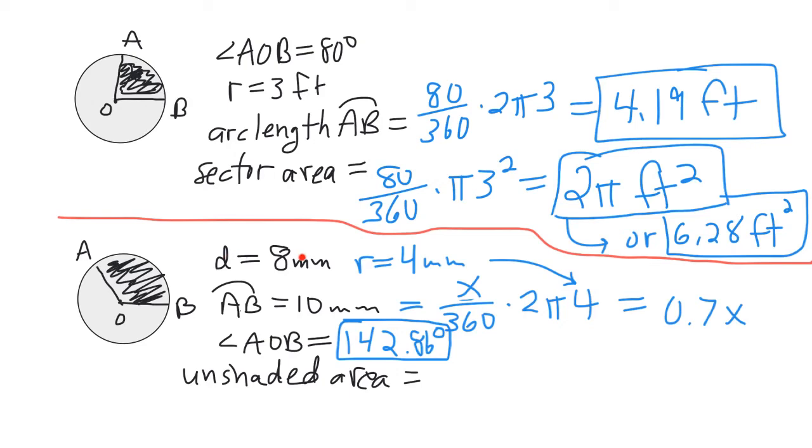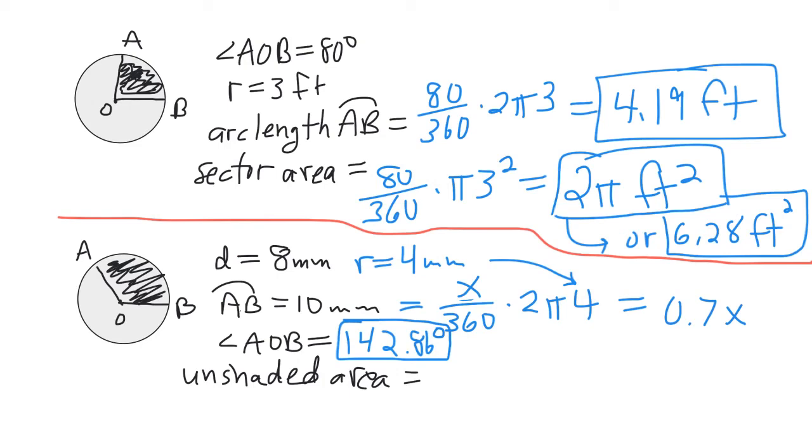In the second problem, we are given the diameter, so we know what the radius is. It's half of that. We are given the arc length, and arc length is a fraction of the entire circumference. I don't know what the fraction is, the central angle, so I just call it x. And I can do 2 times pi times 4 divided by 360. I can put all those numbers together to make one number, and so I have that one number times x equals 10, and I can take 10 and divide it by 0.7 to solve for x in degrees.